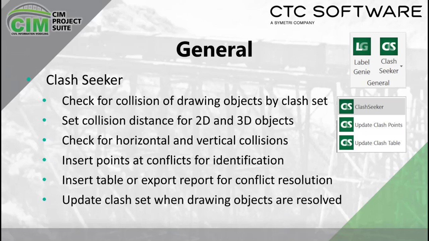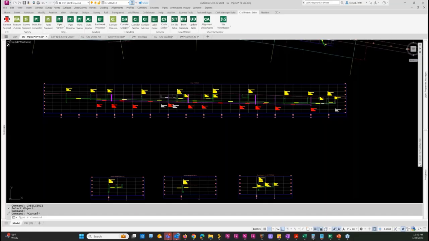We can create a table within the drawing for those conflicts. We can export it to an Excel spreadsheet, which someone can then review, and we can pull that back in and resolve our conflicts that way. Let me just pull that same drawing back up so I can open up Clash Seeker.